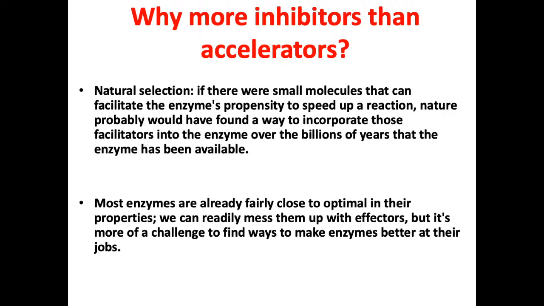So why are more inhibitors available than accelerators? Because of natural selection. If there were small molecules that could facilitate the enzyme's propensity to speed up reactions, nature probably would have found a way to incorporate those facilitators into the enzymes. Most enzymes are fairly close to the optimal in their properties. We can readily mess them up with factors, but the more challenging task is to make enzymes better at their jobs.